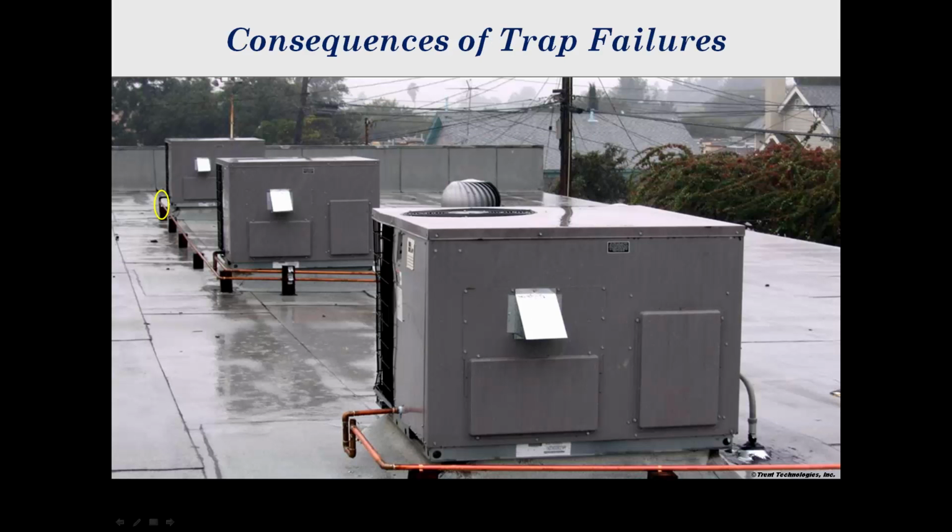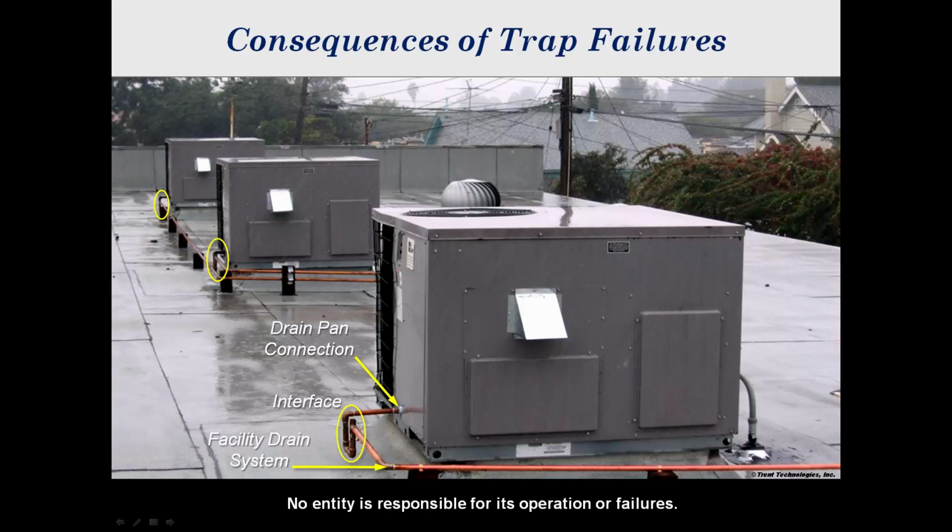Why trap drain systems that allow property damage and health threats are so widely used and unchallenged is explainable. The condensate drain system is a unique component in the total system. It is an interface between the drain pan connection and the facility drain system, for which no entity accepts responsibility for its operation or failures. Hence, there is little interest in improving drain system performance. The building owners and managers are the victims, while others stand to gain in the form of more service calls and higher than necessary equipment replacement rates.